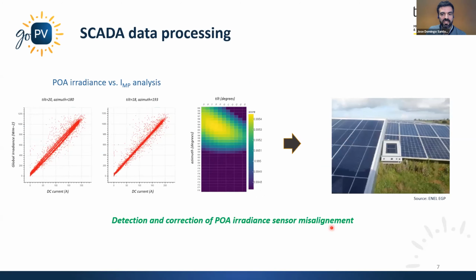A second processing algorithm is devoted to checking the linearity of the correlation between the maximum power point current and the irradiance measured in the plane of the array. The preliminary results of the SCADA data show that misalignment between the sensor and the plane of the array is something common, which produces this, let's say, elliptical shape. So our algorithm carries out a correction of the measured irradiance based on the level of misalignment.